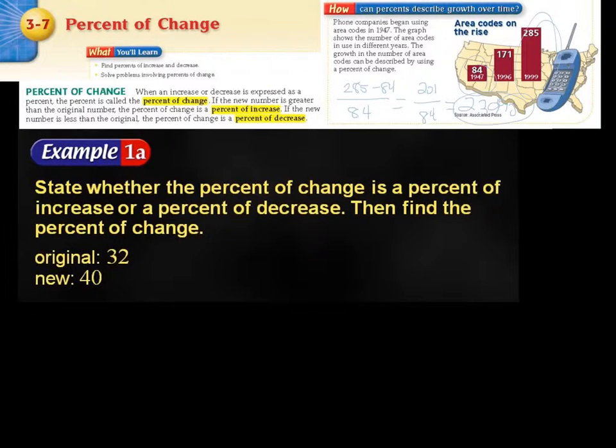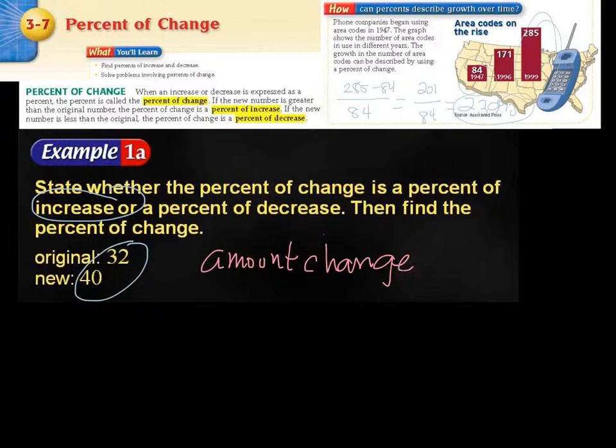State whether the percent of change is a percent of increase or a percent of decrease, then find the percent of change. Well, I am pretty confident that 40 is more than 32, so that would be a percent of increase. And then they ask us next to find the percentage of change, so we need to take the amount of change, which in this case was an increase, divided by the original.